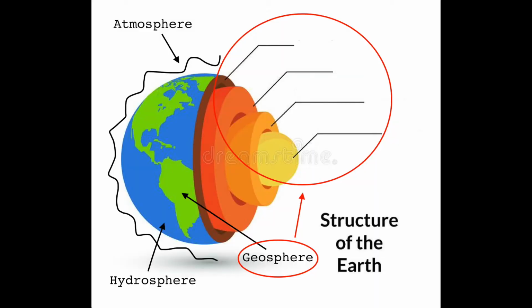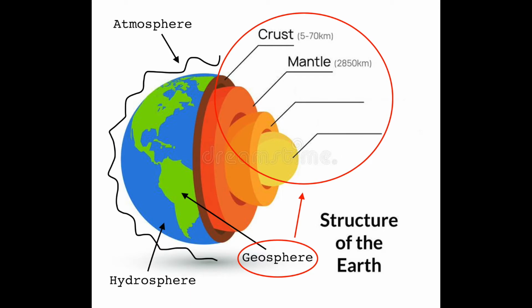The geosphere also has 3 main parts of its own: the crust, the mantle, and the core. But in general, all 3 parts of the geosphere are made up of rocks. So now I'm going to show you the 3 layers of the geosphere. The first layer is called the crust. This is the solid outer layer. It is the thinnest part of the geosphere.